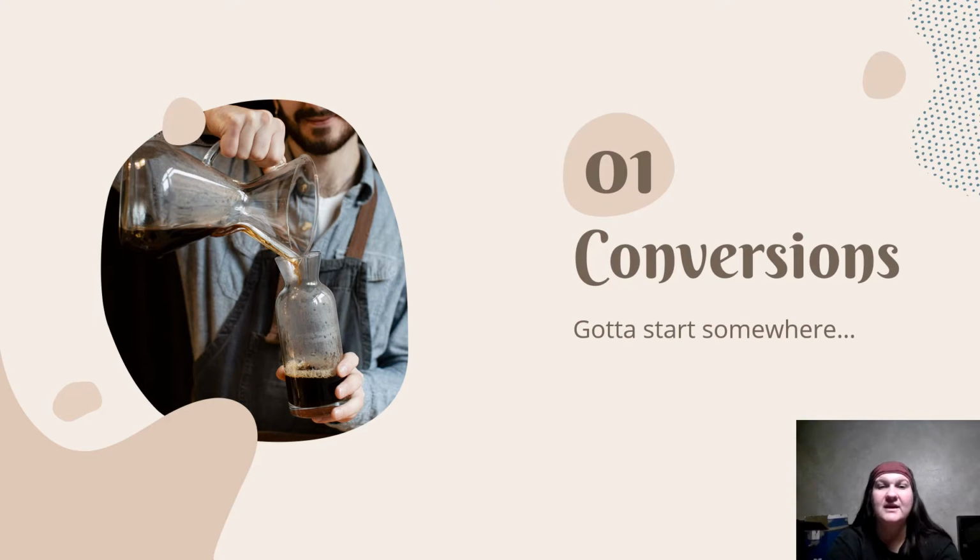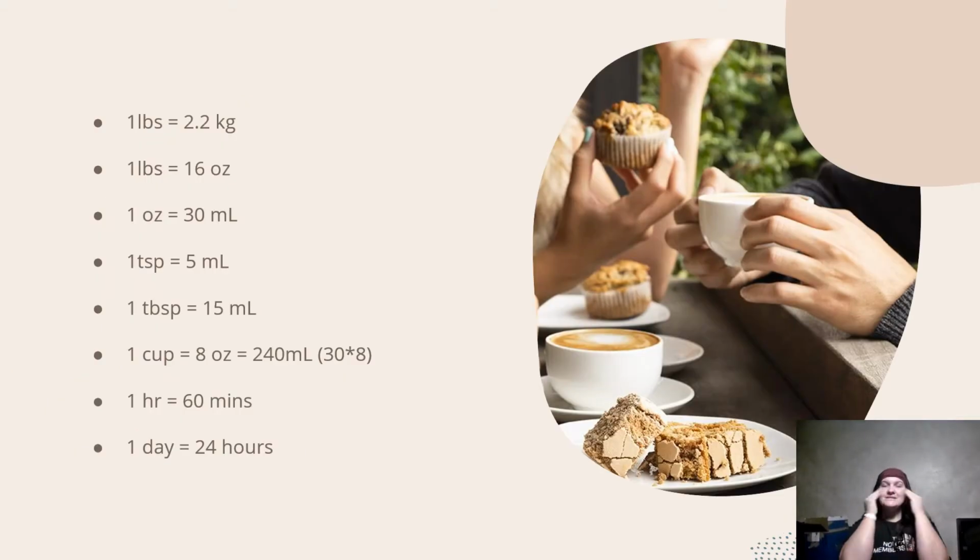All right, conversions. You got to start somewhere. So again, these are very, very basic. These are very baseline minimum. I think I actually have this backwards. A kilo is 2.2 pounds. So a kilogram is 2.2 pounds. 2.2 pounds is 1 kilogram. I have that backwards. I needed to fix that.